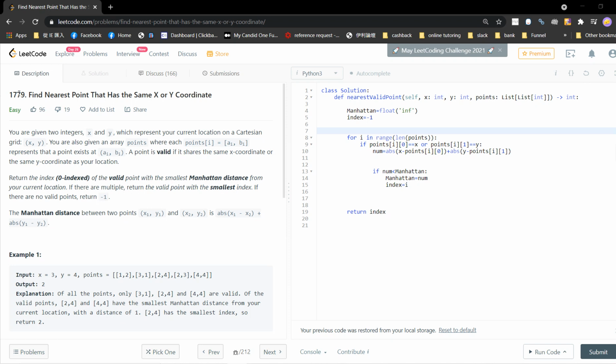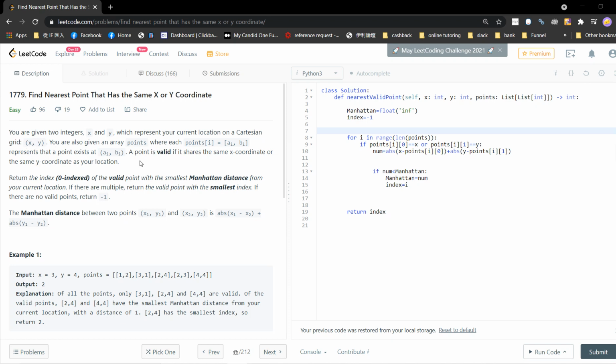Okay, so 1779, find the nearest point that has the same x or y coordinate. This problem is actually easy. You are given two integers x and y, which represent your current location on a Cartesian grid, just like elementary school coordinate x and y.